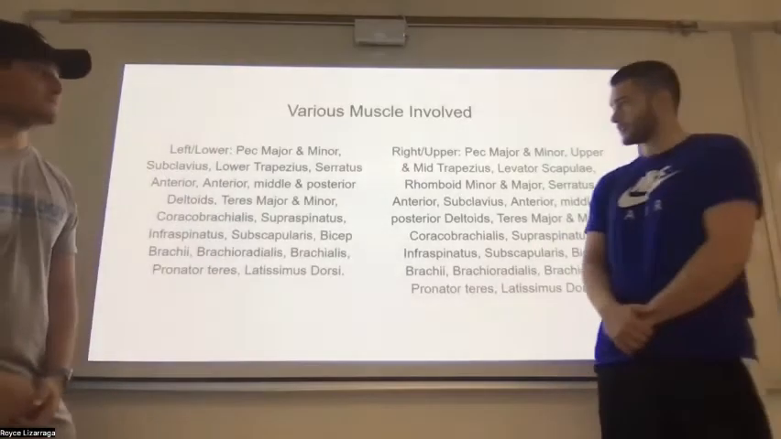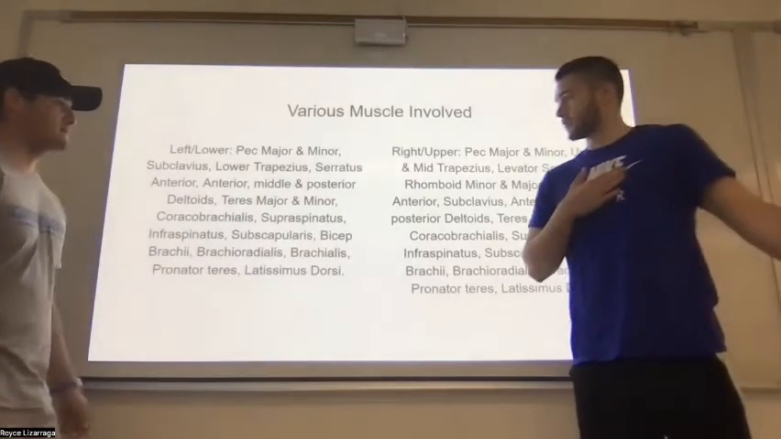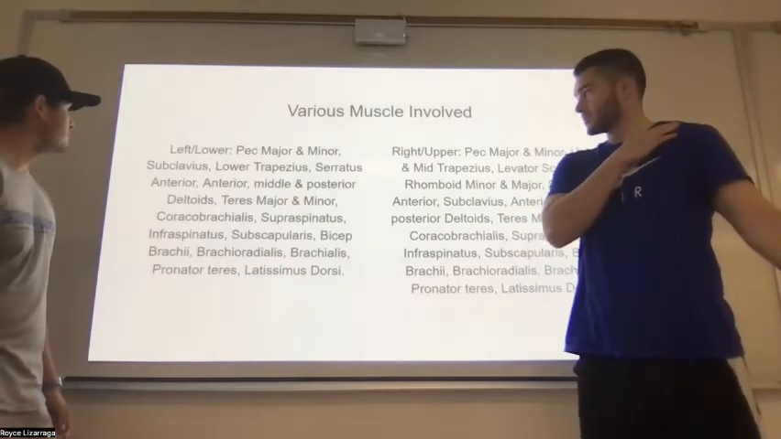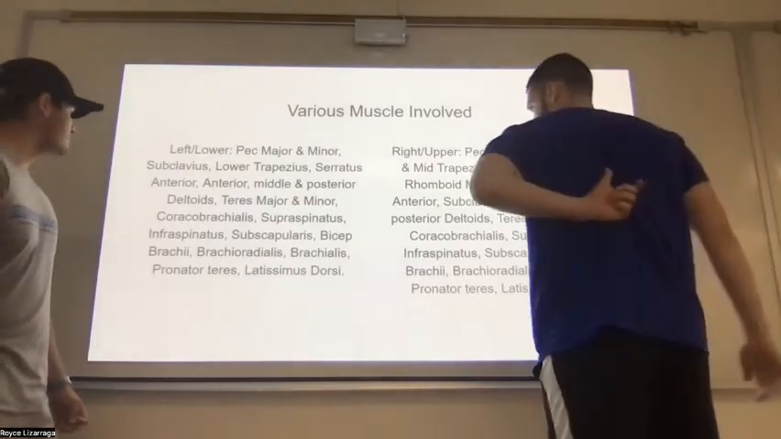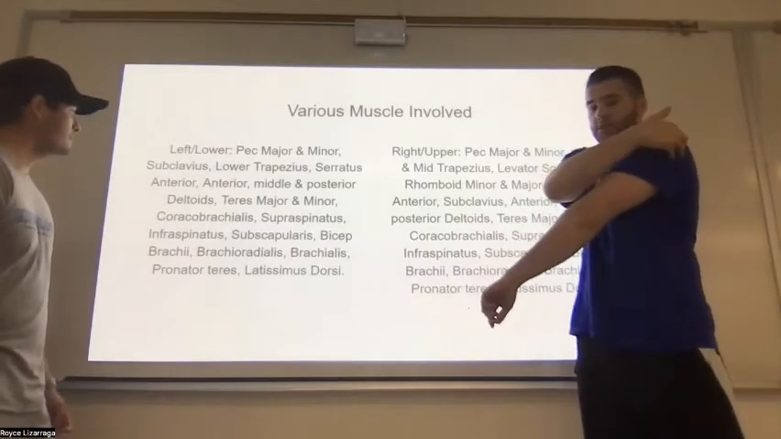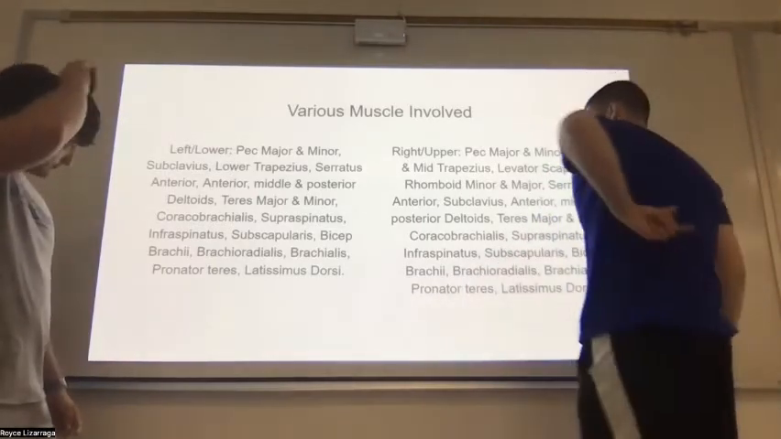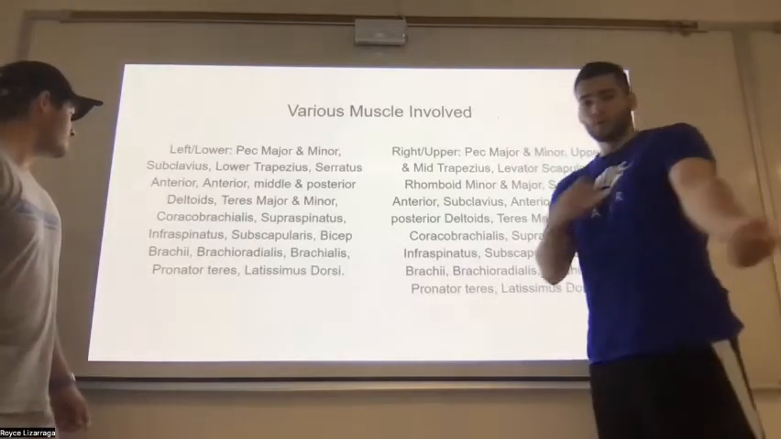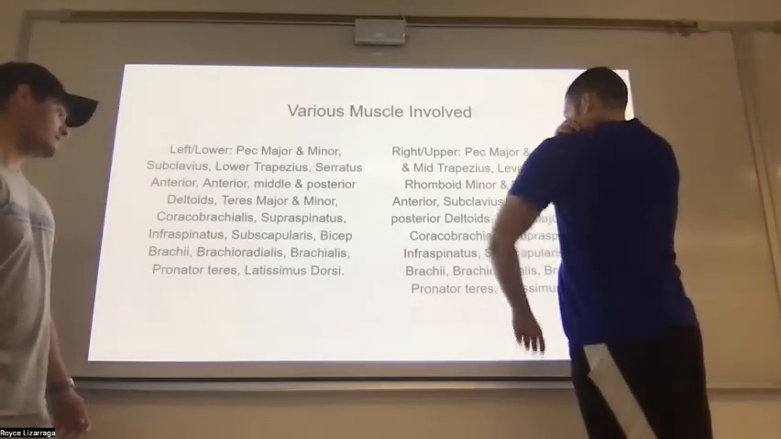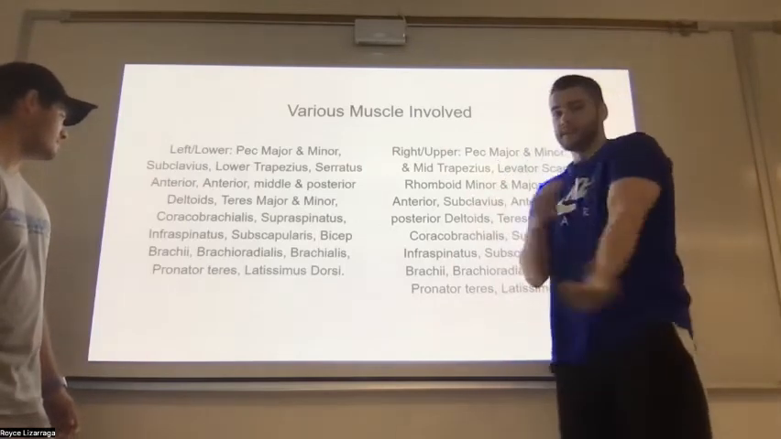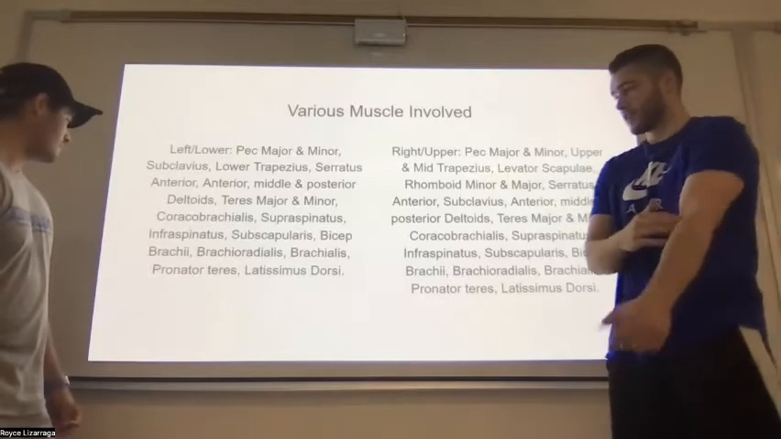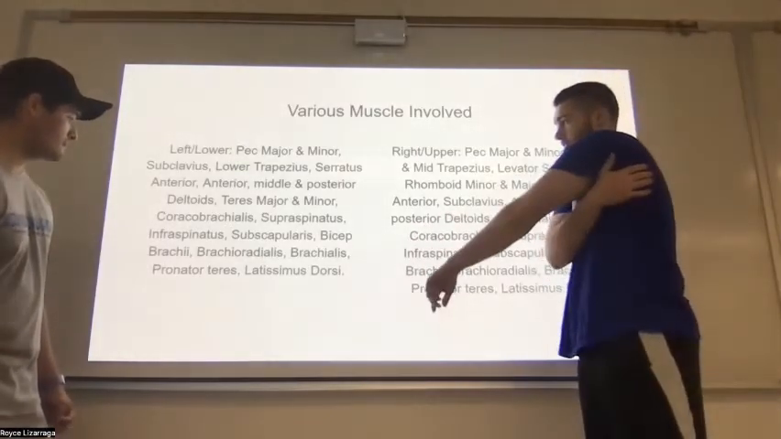We're doing a hug. Our muscles involved include the pec major. For the left side of our body, they include the pec major and minor, subclavius, lower traps, serratus anterior, anterior, lateral, and posterior deltoids, teres major and minor, coracobrachialis, supraspinatus, infraspinatus, subscapularis, biceps brachii, brachioradialis, brachialis, pronator teres, and latissimus dorsi.